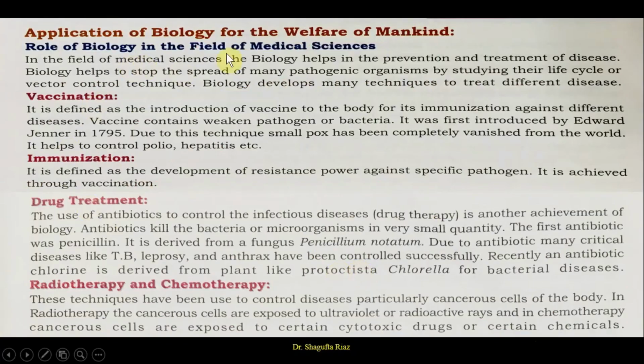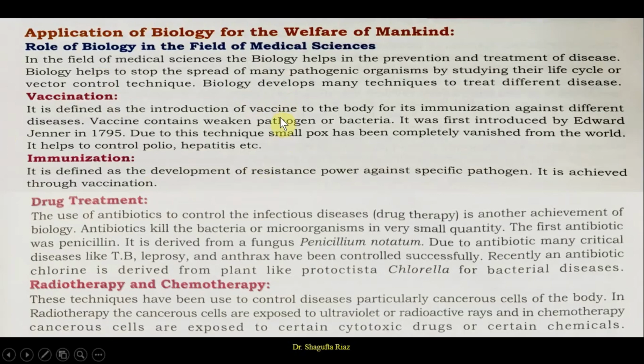Now, application of biology for the welfare of mankind. With the help of biological methods, we can construct things which can provide benefit to mankind, like in the medical sciences, in medications, in curing diseases, right? In the field of medical sciences, biology can help in prevention and treatment of diseases.